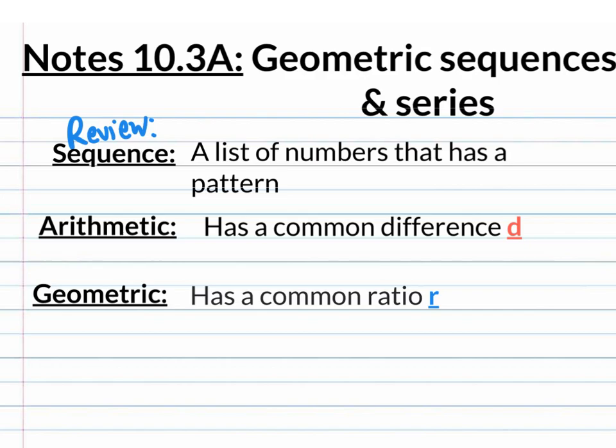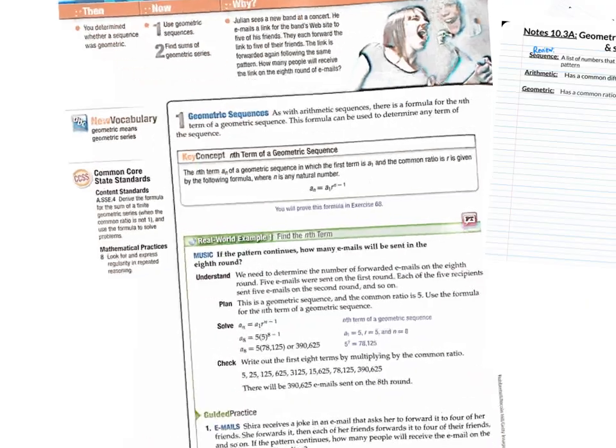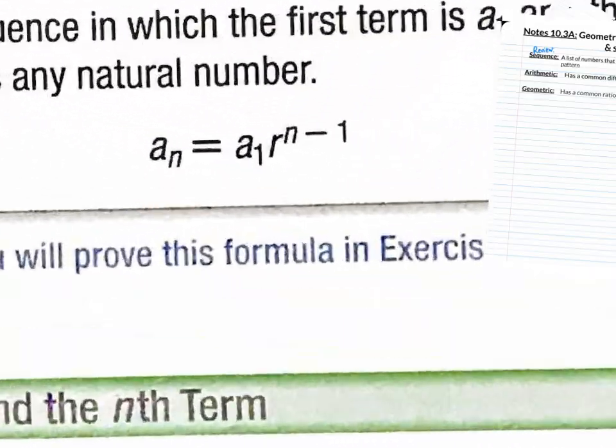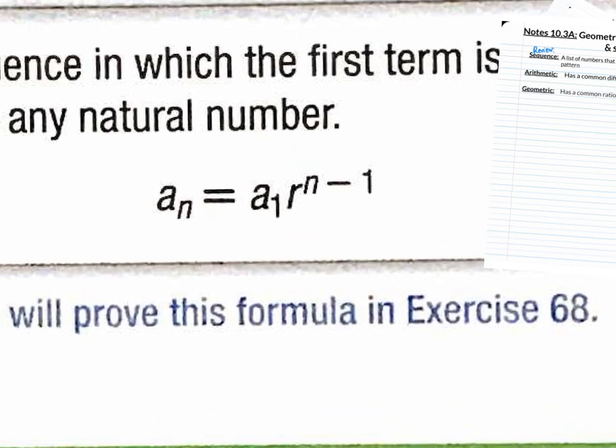Let's look at the book. And here we are on page 674. The title, Geometric Sequences and Series. We're going to focus in on sequences today. And let's jump right into the key concept. What's the key concept in the book? It's this formula, okay? This is the a sub n rule for a geometric sequence. And of course, this is very important. So let's go back to our notes and write this in.